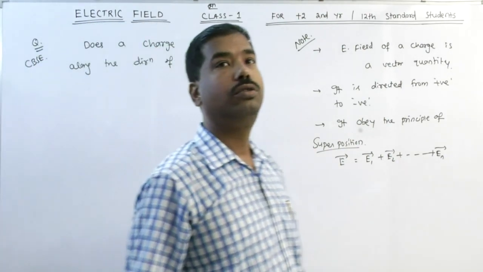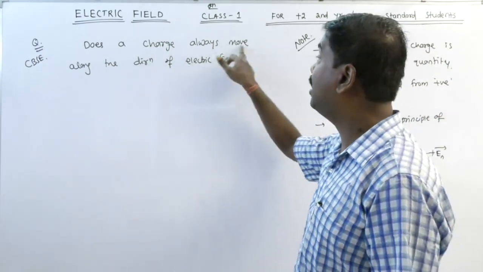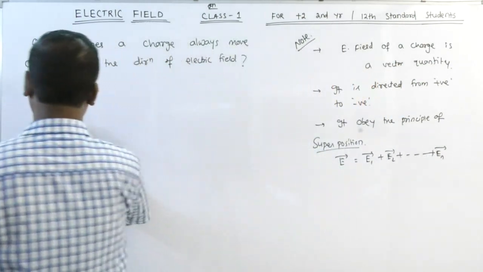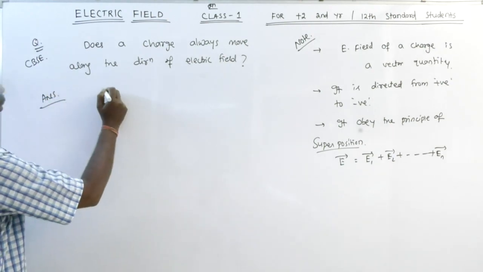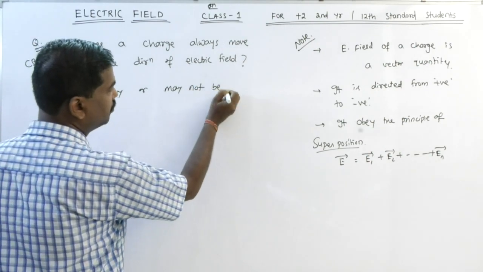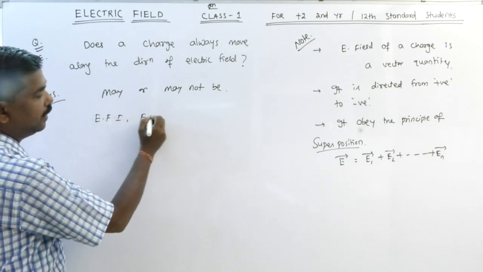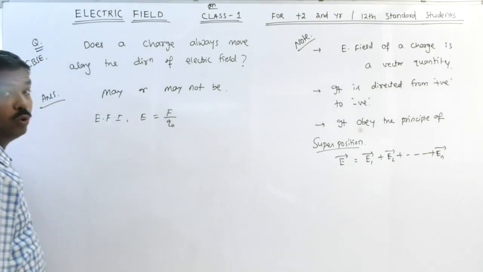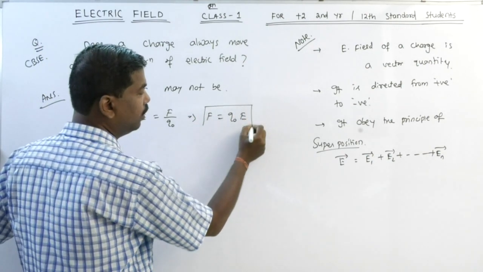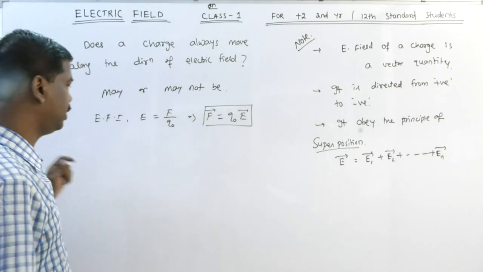The regular question which was already asked in previous exams: does a charge always move along the direction of electric field? Answer: may or may not be. Because we know that electric field intensity E is equal to F by Q0. It means F is equal to Q0 into E, or I can write it as F vector is equal to Q0 into E vector.